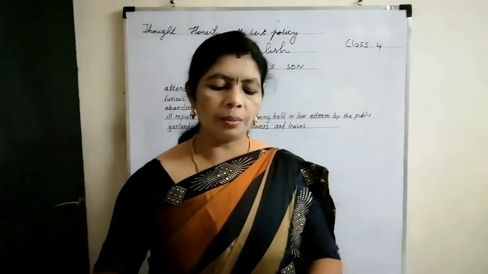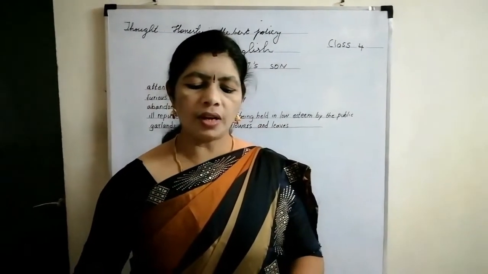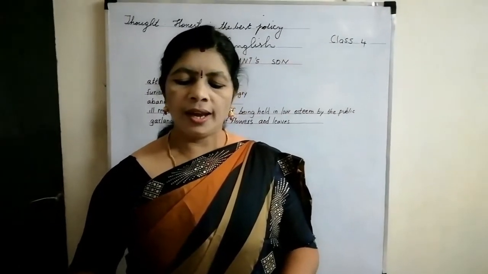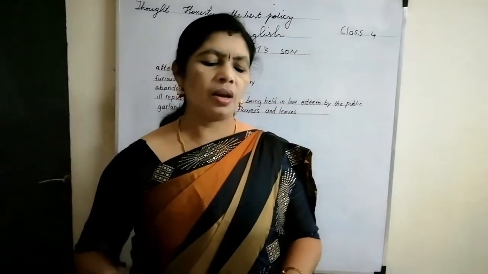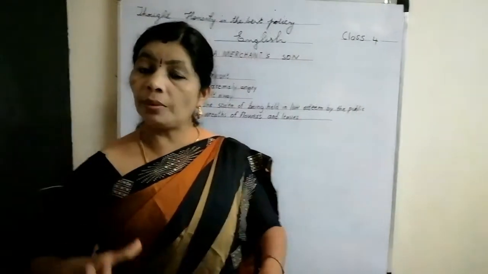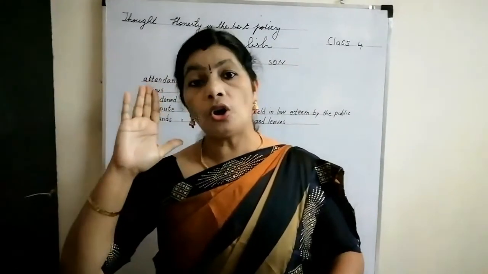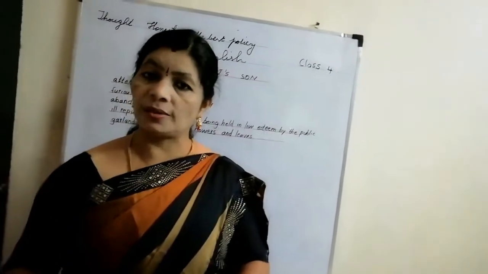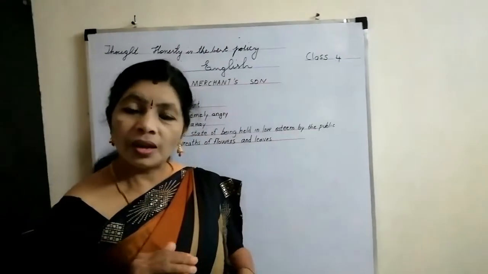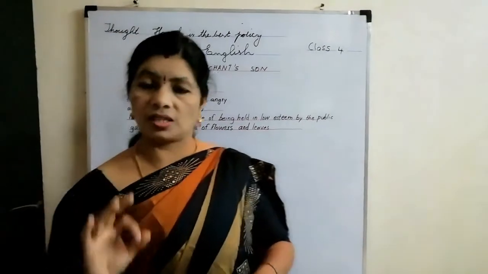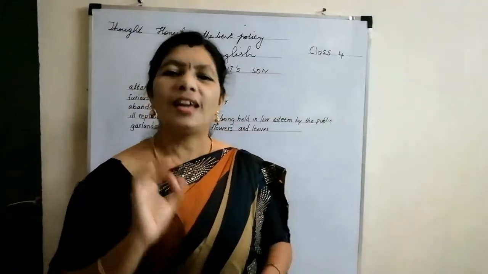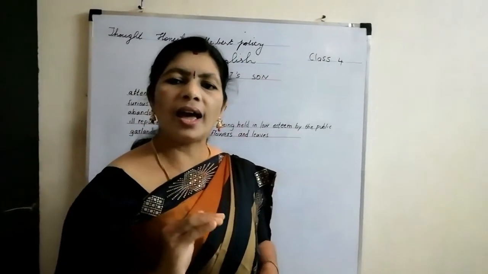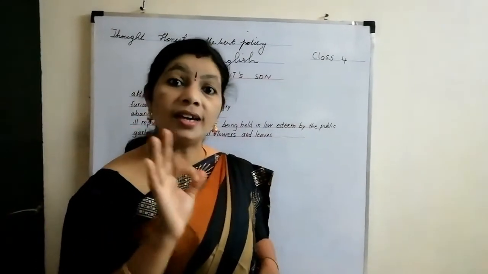A long time ago, there lived a merchant. His name was Shivaraj. He had a handsome young son. So, long, long years ago, there lived a merchant. And his name was Shivaraj. What is the merchant's name? Yes, Shivaraj. Okay. This merchant had a young son.